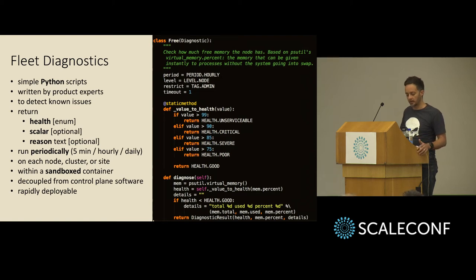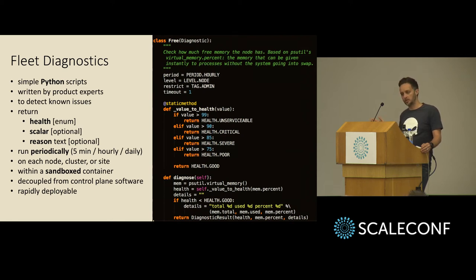In our model, these can run either on each node, each cluster, so in other words, one script per cluster, or on a site level. So for example, there's some things that you would only want to run on the clusters, to determine, for example, the network latency between two clusters. Doesn't make sense to do that on each and every node, so you'd restrict that to run once per cluster. And very importantly, these scripts run within a sandboxed container. I'll go into that a bit more later.